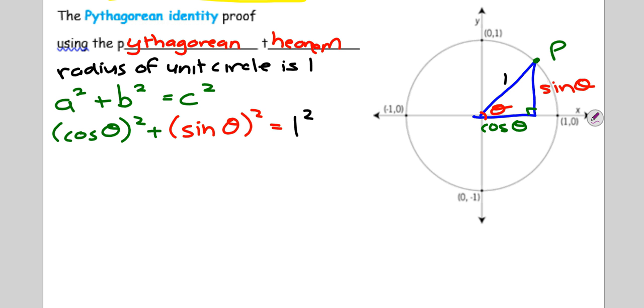You want to guess? If I say something, we're going to get mad at me, so I'm just going to be quiet. So instead of writing it with brackets, what's the way we tend to write it in math? Cos squared theta. Yeah, exactly. So instead write cos squared theta plus sine squared theta. What's 1 squared? It's 1. There you go. Just proved it.